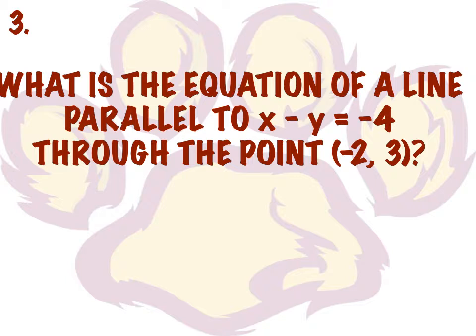Number 3. What is the equation of a line parallel to x minus y equals negative 4 and through the point (-2, 3)?